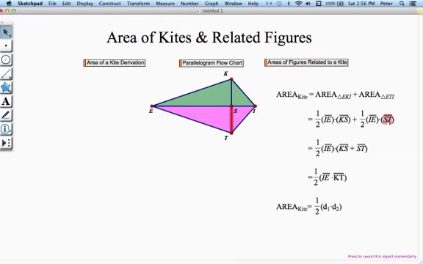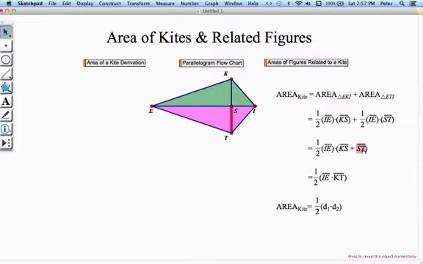Of course, you'll recall that the diagonals of a kite are perpendicular, so one of the diagonals can serve as the altitude to both of these triangles. Now, if I do a little algebra and factor out a 1/2 and the common factor EI from both terms, I'm left with 1/2 EI times the sum of KS and ST.